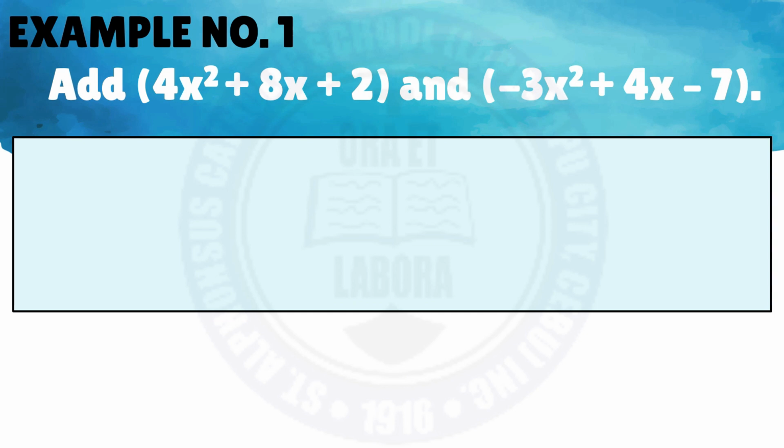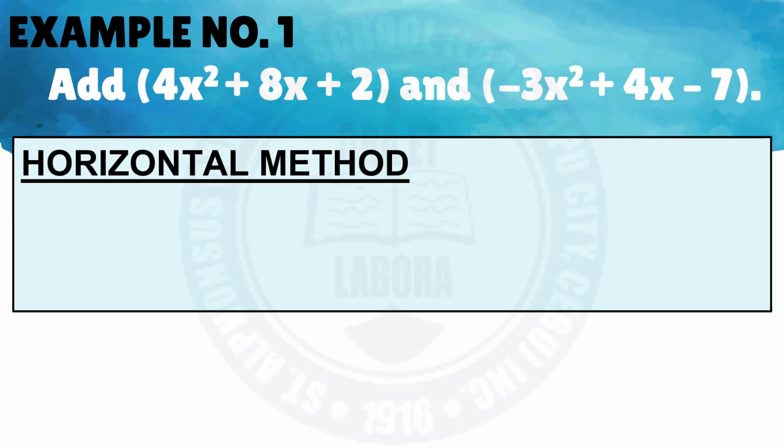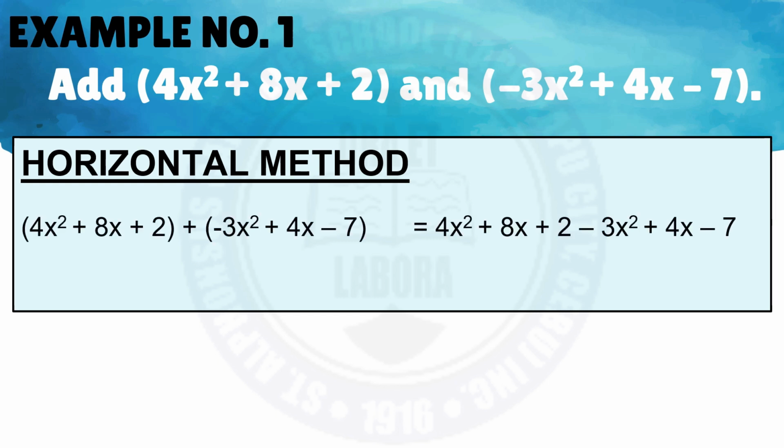For example number 1, add 4x squared plus 8x plus 2 and negative 3x squared plus 4x minus 7. The process that we are going to use for addition or subtraction of polynomials is the horizontal method. So these given polynomials can be written in this form in which the parentheses are removed. So we have 4x squared plus 8x plus 2 minus 3x squared plus 4x minus 7. After which, rearrange the terms according to similar terms.